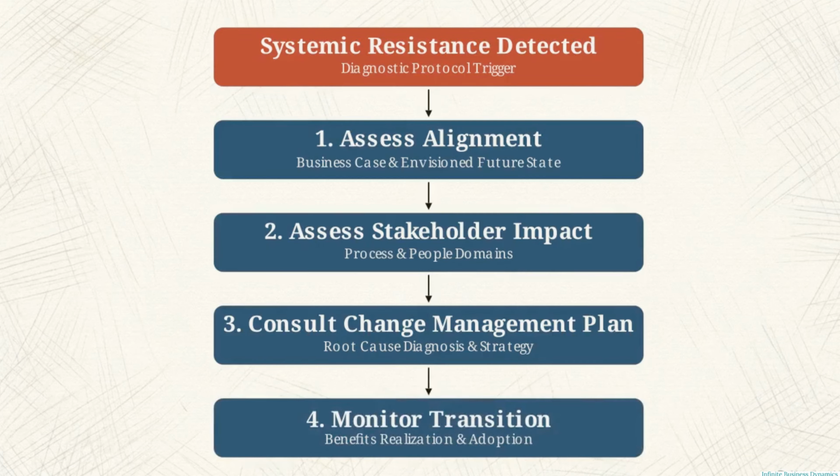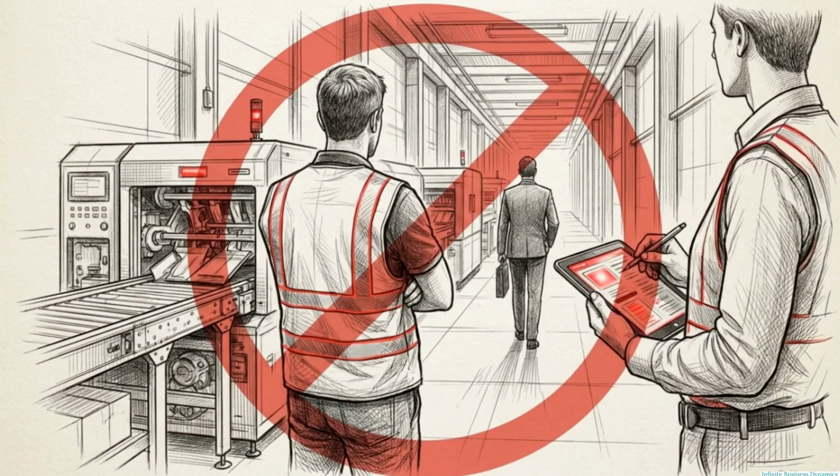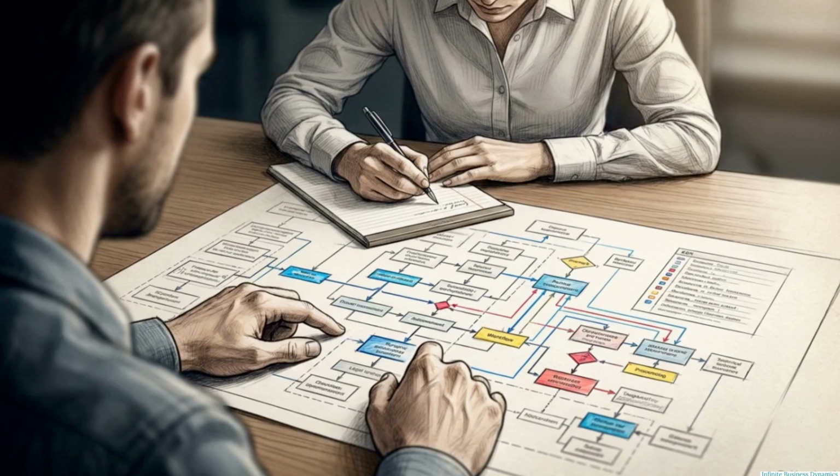Step 4. Monitor the transition. Once the root cause is addressed, facilitate the adoption process and verify that the intended benefits are being realized. Notice what is missing. Never simply escalate conflict to the sponsor. Pushing resistance up the chain of command transfers the problem instead of solving it. PMI standards require you to resolve friction through root cause analysis and direct, structured engagement. Punitive escalation is not the answer.